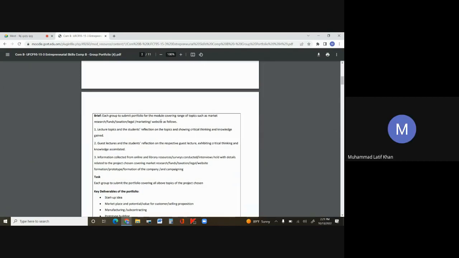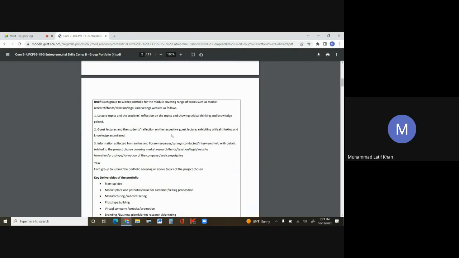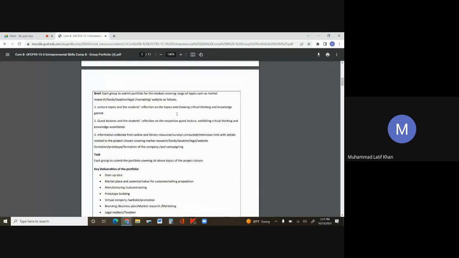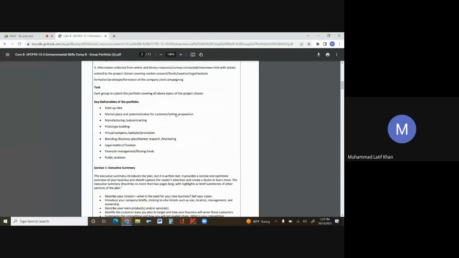So, what should be there in your group portfolio? A range of skills you need to cover whenever you are writing your group portfolio.